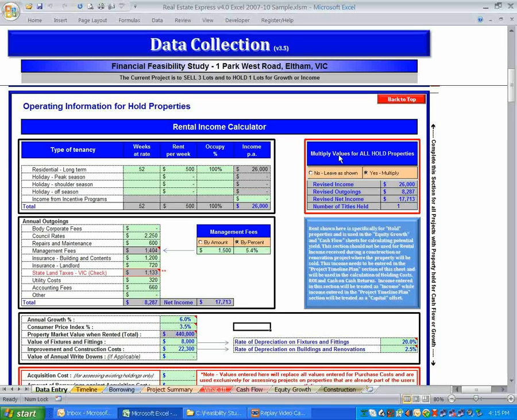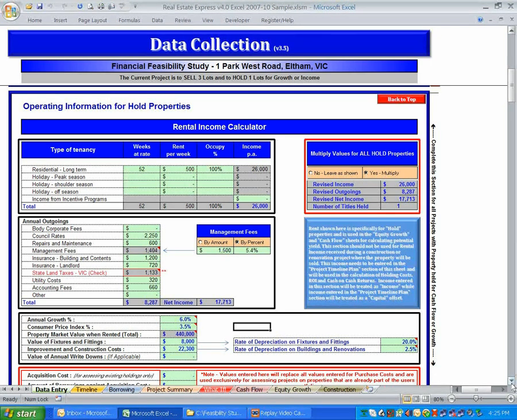Up on the right hand side we have a special section called Multiply Values for all hold properties. What this section allows us to do is to enter the income and outgoings for a single property and then have these values automatically multiplied by the number of properties we elect to hold for the long term. Using this feature, we can change the number of properties that we elect to hold without changing any other data and instantly see the effect that this has on our pre-tax and after-tax cash flow.